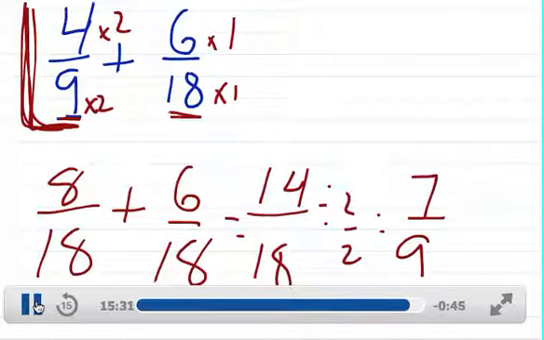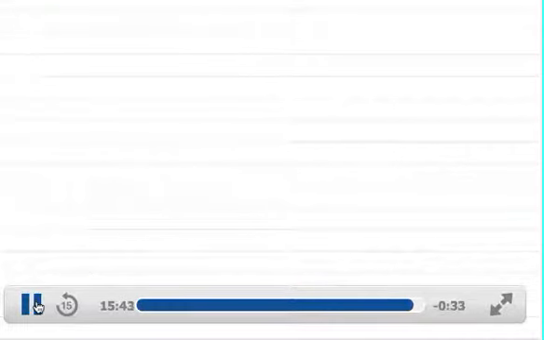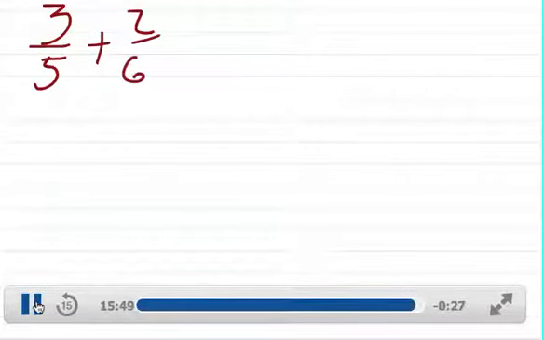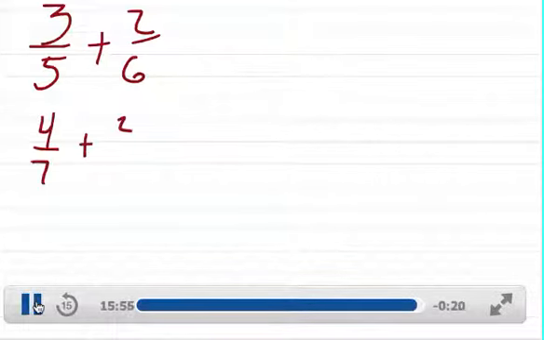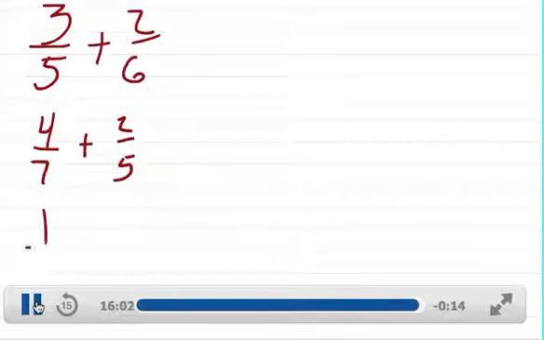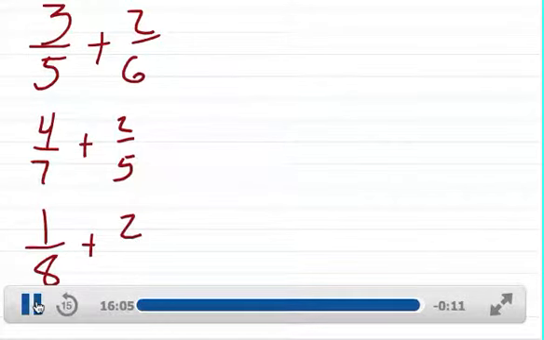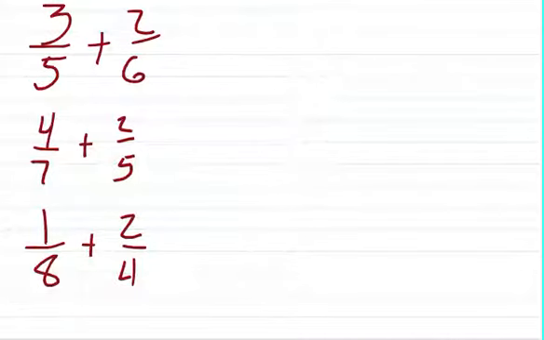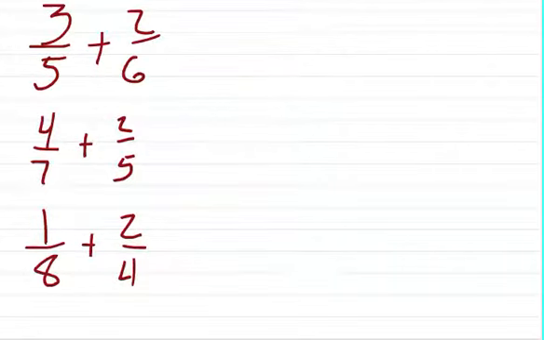Okay. Last thing I want you to do, I'm going to give you 3 problems to do on your own to be done before class tomorrow. They will be on the board, or remind me and we'll get them checked together. I want you to do 3 fifths plus 2 sixths, 4 sevenths plus 2 fifths, and then 1 eighth plus 2 fourths. So that is what you need to get done tonight. Good luck, bring that in tomorrow, and we will spend a little bit more time on adding fractions using common denominators.